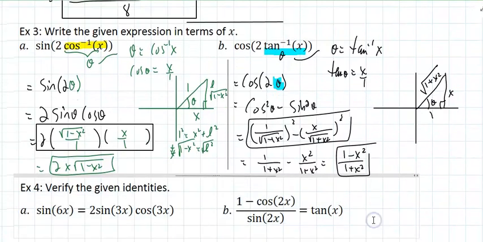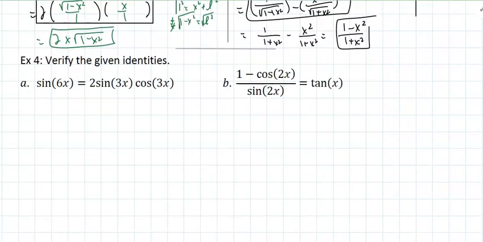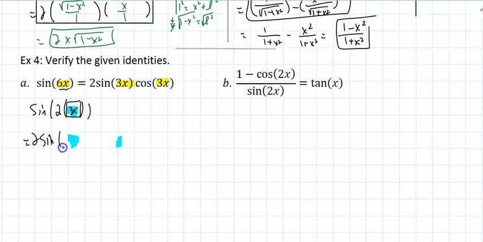Verify the identities. Here, not much leeway. So if I look at this, I notice the angles are not the same, so I know what to do. I need to get out of 6x a 3x. So wouldn't you say 2 times 3x will give me the 6x? The cosine of twice an angle, isn't that 2 times the sine of that angle, the cosine of that angle? And there it is, done.